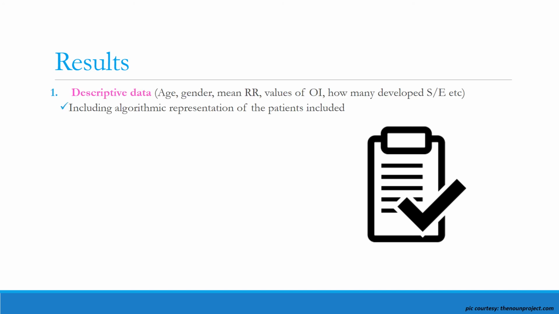Now, results should be written in a specific format. The first thing which should come is the descriptive data. For example, age, gender, mean respiratory rate, values of oxygenation index. In the example which I have given, I'm talking about all that. How many developed side effects, etc. And you can include algorithmic representation of patients in a diagrammatic form in this section. The next part which you need to describe is the analytical data, that is calculation, relation, cause, effect, etc. For example, in this study, if there is any change in oxygenation index before and after the drug X, and is the change statistically significant?